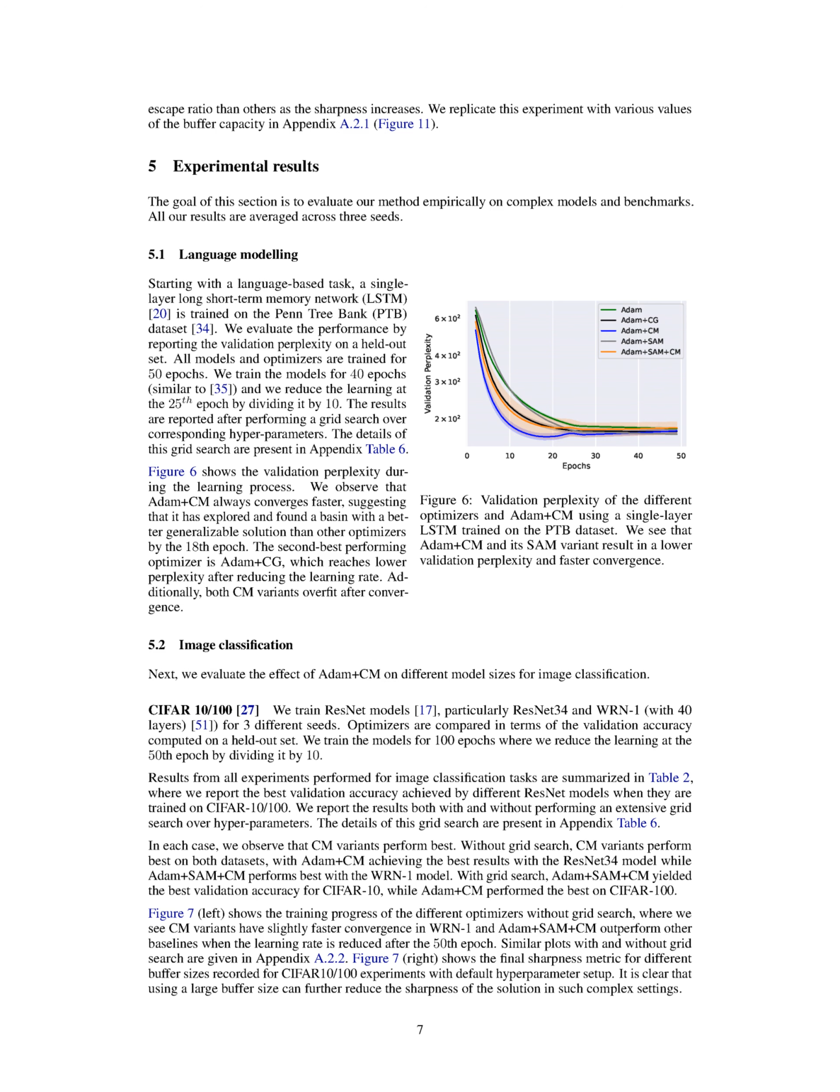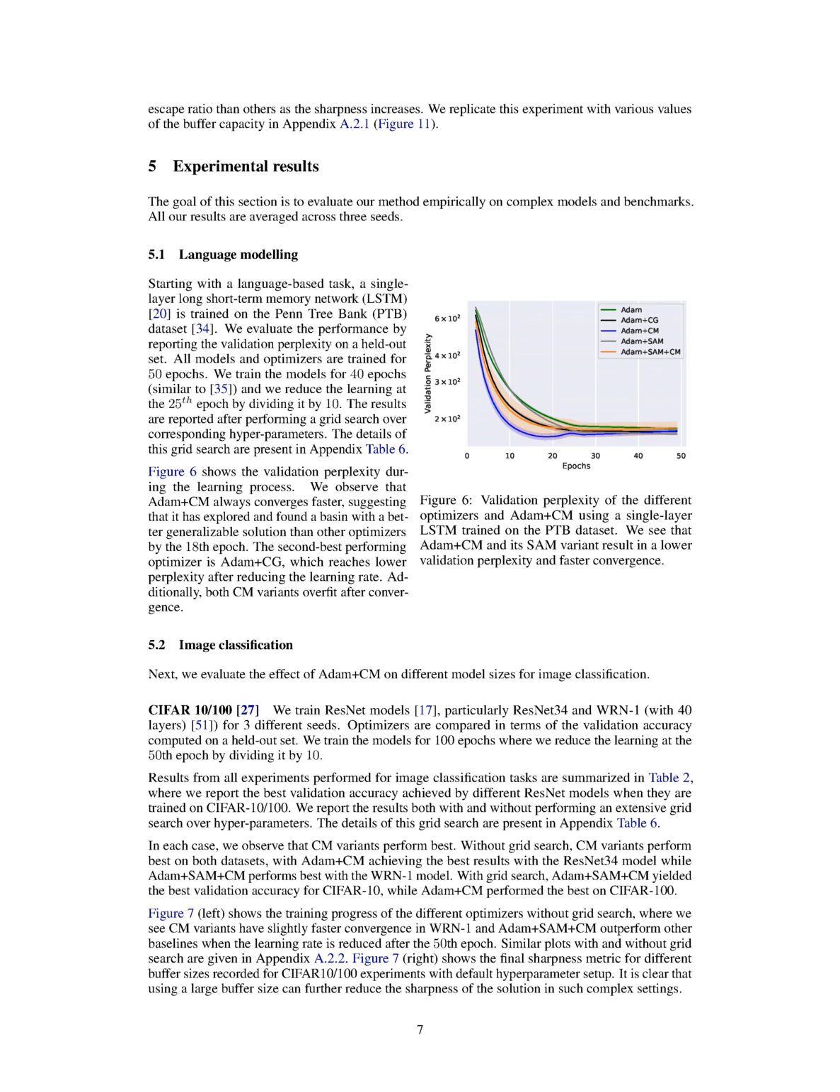We observed that CM variants have slightly faster convergence in WRN1, and ADAM plus SAM plus CM outperform other baselines when the learning rate is reduced after the 50th cycle. We also found that using a large buffer size can further reduce the sharpness of the solution in such complex settings.